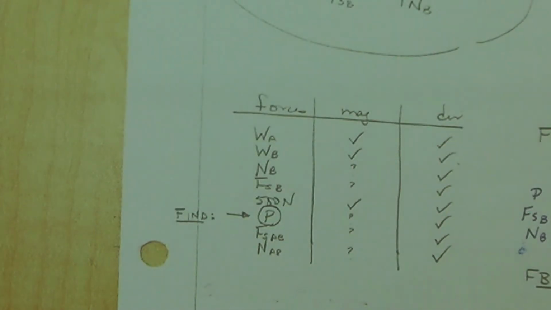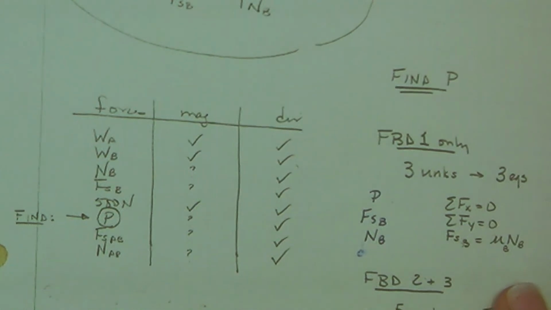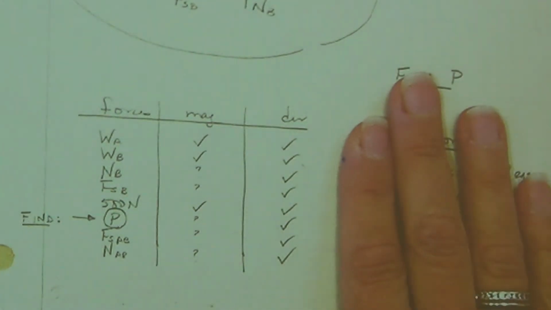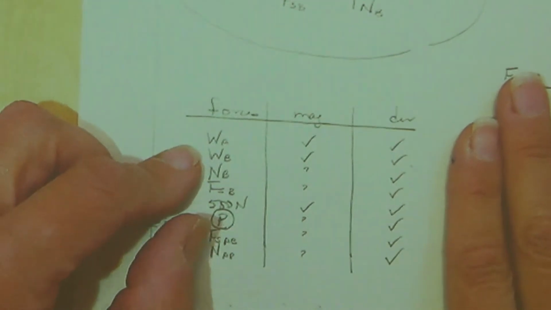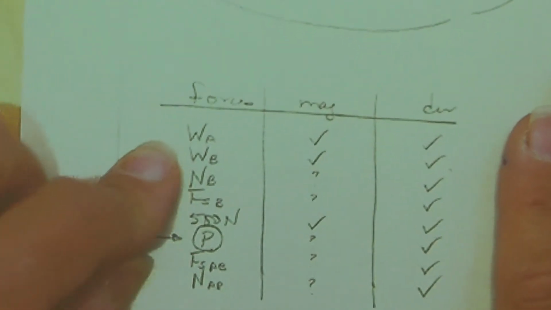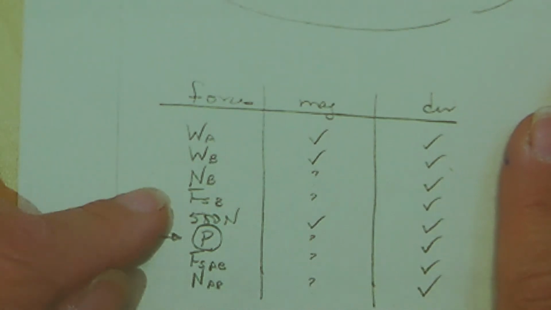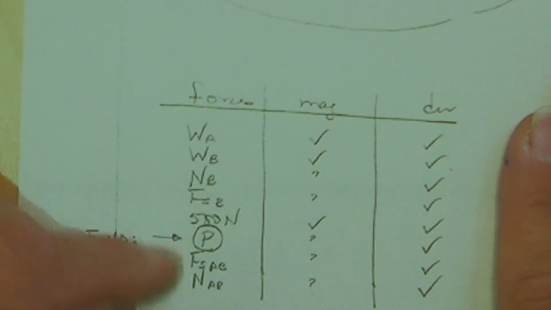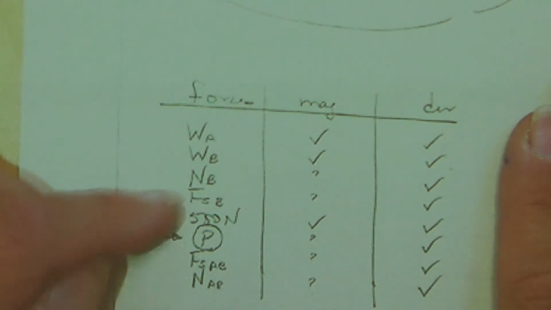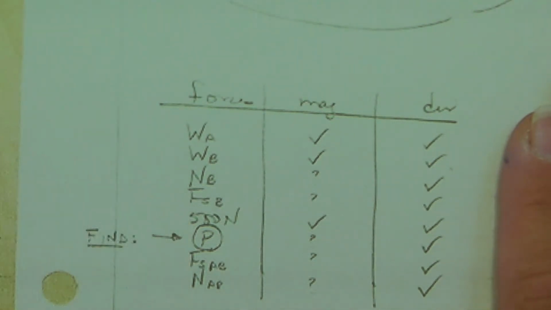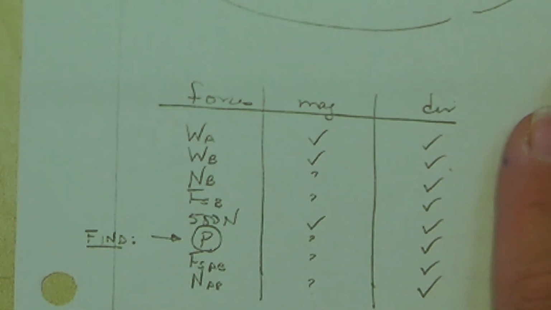On the table, check your table. Did everybody have WA and WB in the table? Did everybody have NB in the table? Did you call it NB, or maybe you called it N1 and N2? Okay. You should have two weights in the equation, two normals, two frictional forces, and a 500 and a P. Got it? Two W's, two frictions, two normals, a P, and a 500.